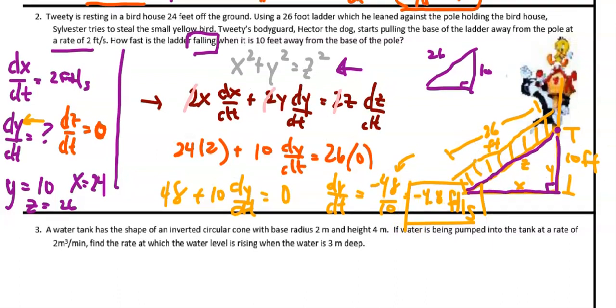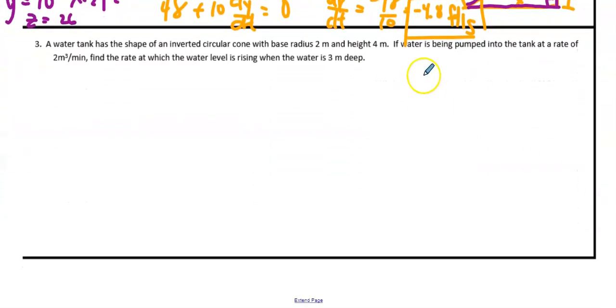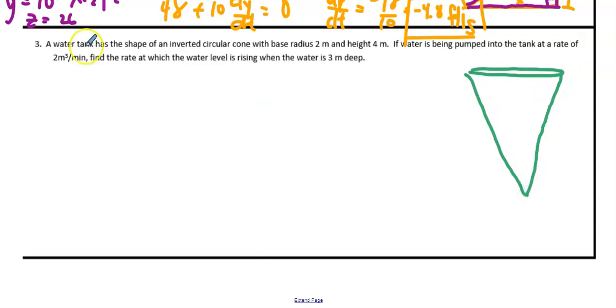All right, let's do example number 3. This is one of the most fun ones. It does require a little bit more thinking, but again, I know you guys can handle it. So let's get to it. All right, so a water tank has the shape of an inverted circular cone. So let's go ahead and draw a circular cone like so. And it has a base radius of 2 meters and a height of 4 meters.